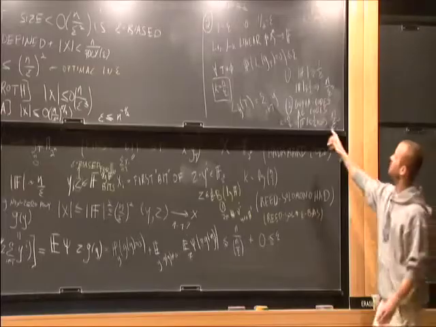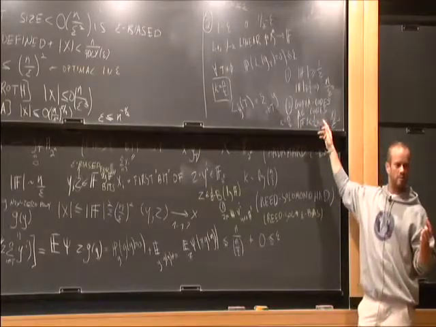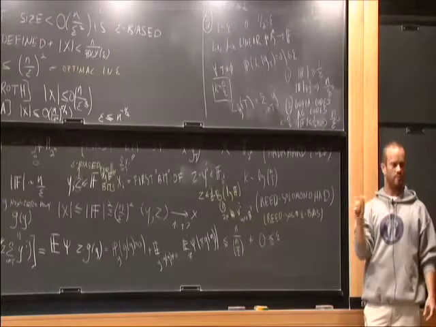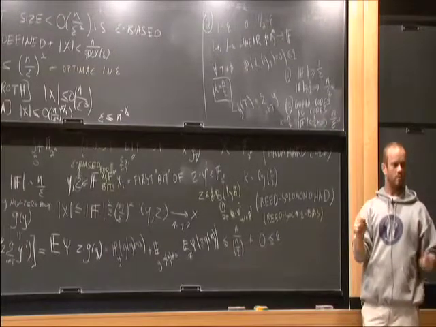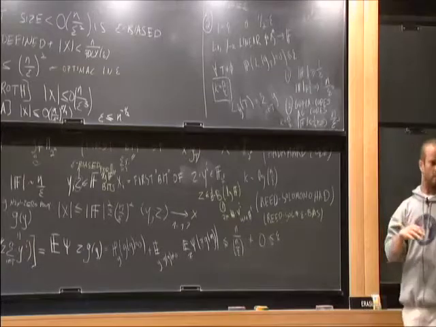So this is about being 1 minus epsilon distance, and epsilon bias is half plus minus epsilon. So it's like half minus epsilon.